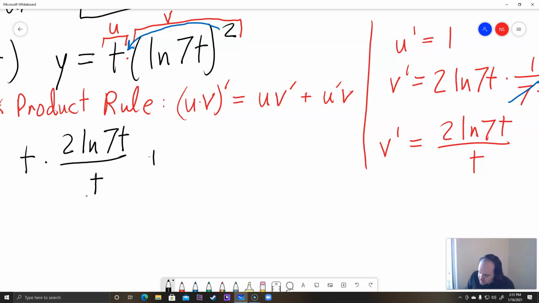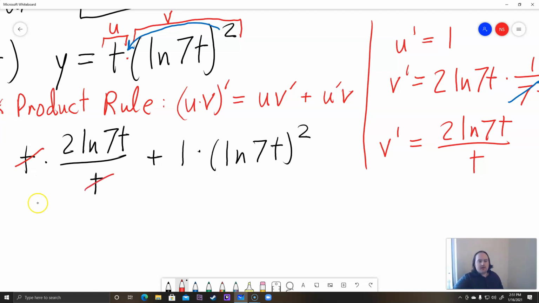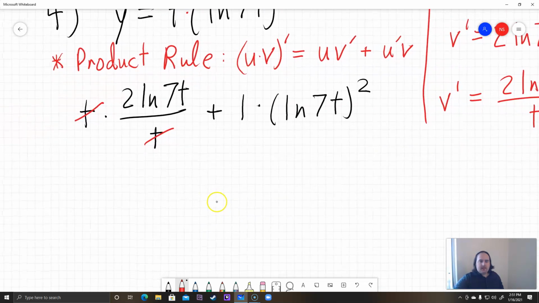And then we have plus u prime v. So u prime, we said, was just 1. So this is going to be plus 1 times v. And v was what we started with over here. So that's going to be the ln of 7t, quantity squared. Okay? And you do want to simplify this a little bit. In particular, you'll notice that there's a t on the top and on the bottom for the first term. So we can go ahead and cancel out those t's.